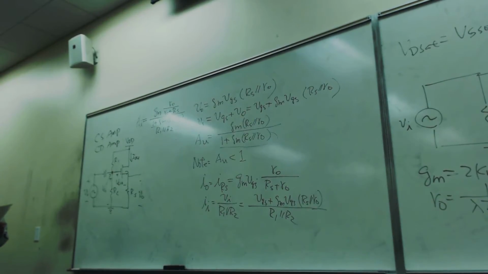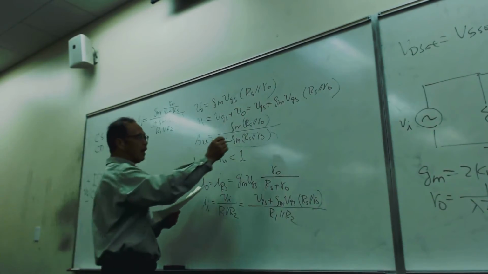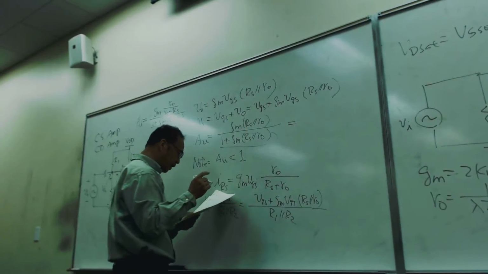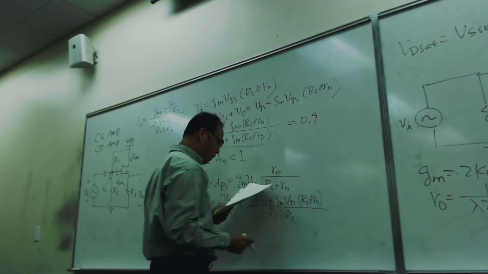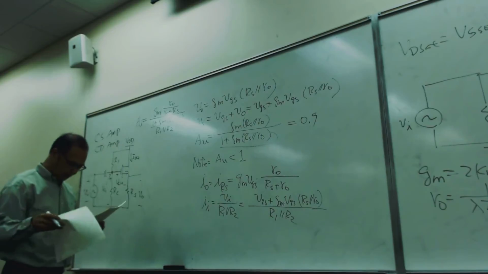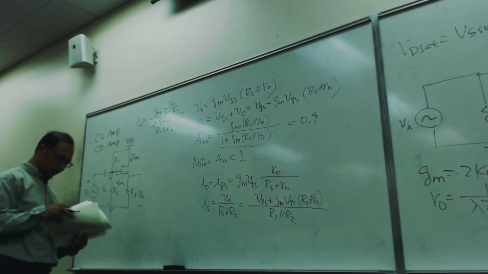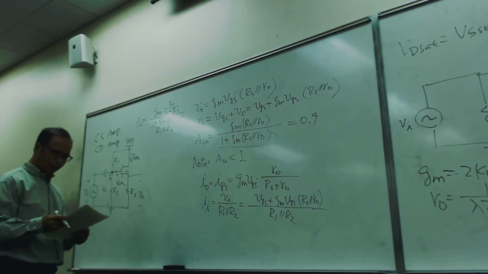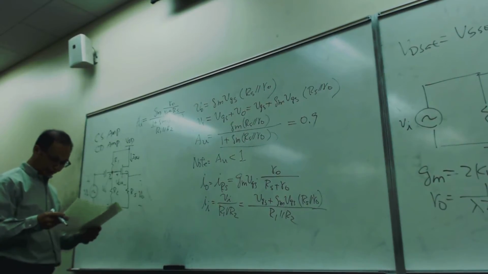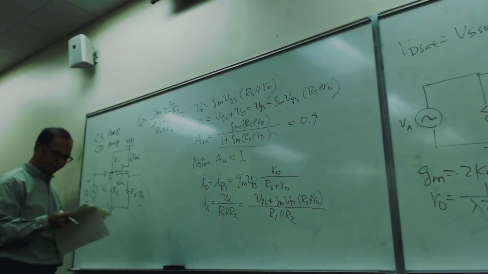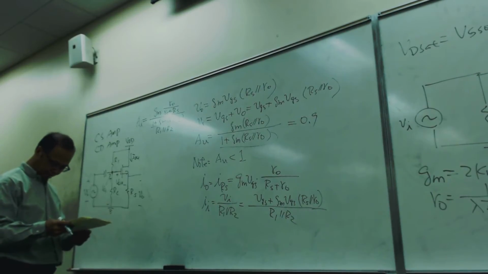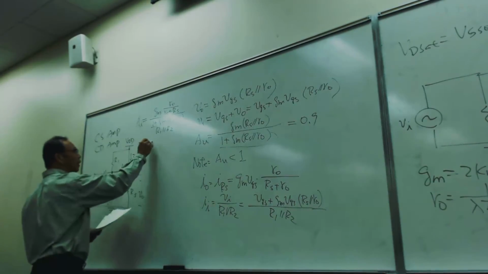By the way, I should have some numbers, I hope. For A sub V, I got about 0.9. And for A sub I, according to my notes, which is not always accurate, I got 197.